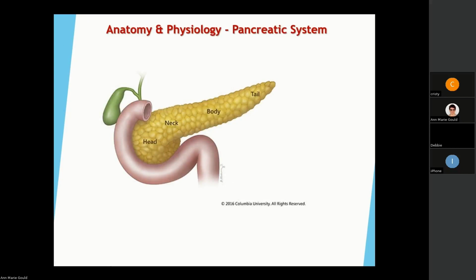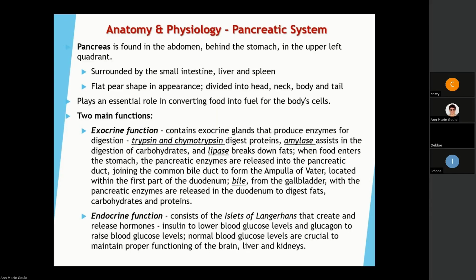All right, now let's take a look at the pancreas. So your pancreas is found in the abdomen, behind the stomach, in the left upper quadrant, right? It's surrounded by the small intestine, liver, and spleen, and it's a flat pear shape in appearance, divided into the head, neck, body, and tail. This pancreas plays an essential role in converting food into fuel for the body's cells.